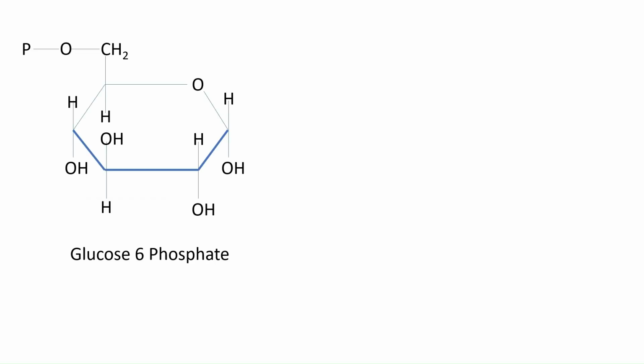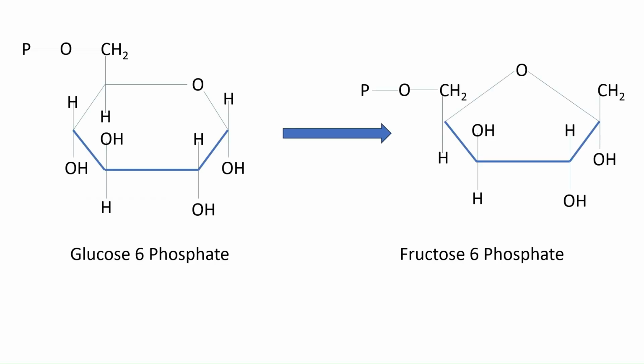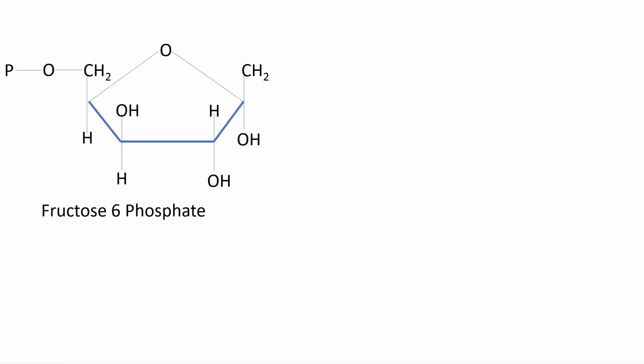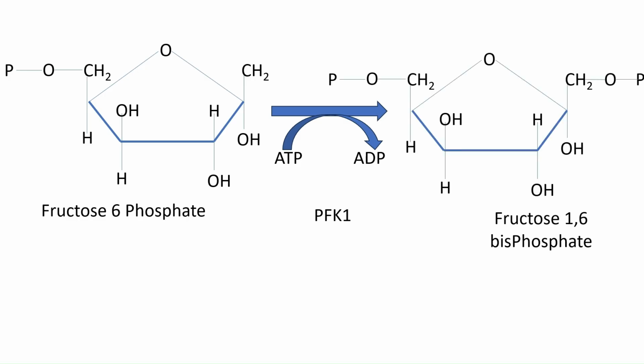Now, glucose 6 phosphate is converted into fructose 6 phosphate by enzyme phosphohexose isomerase. Now, this fructose 6 phosphate is again phosphorylated using ATP by enzyme PFK1, that is phosphofructokinase 1, to give us fructose 1,6 bisphosphate. Now, because the phosphate molecules are on two different places, it is called bis. But when two or more molecules are at the same site, they are called di or tri, just like ATP.